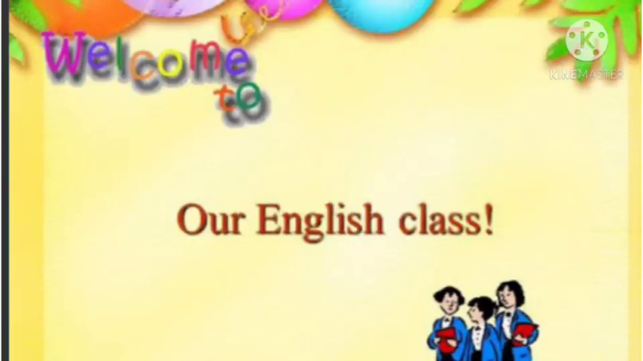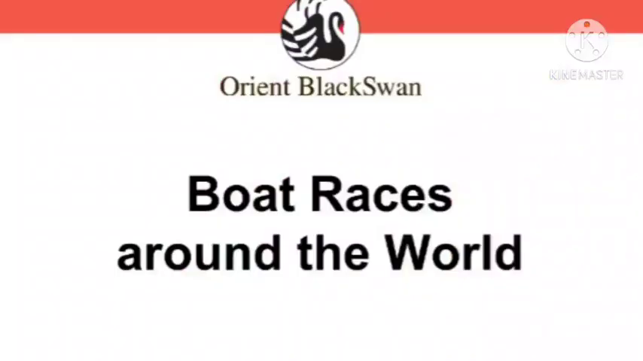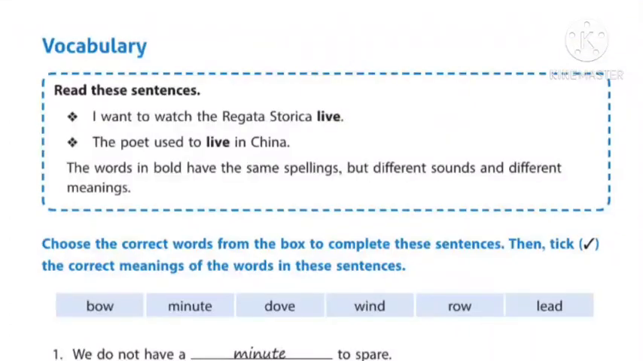Okay. Let's continue with our lesson 2, Boat Races Around the World. Today, let's discuss the textual exercises of this lesson. Let's start with the vocabulary section, page number 21. So, if you look into your textbook, take page number 21.